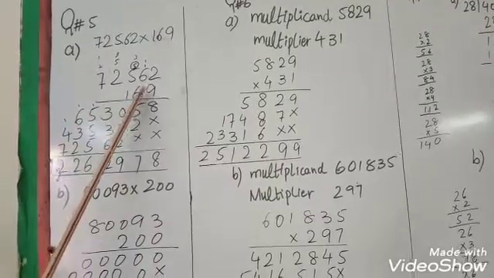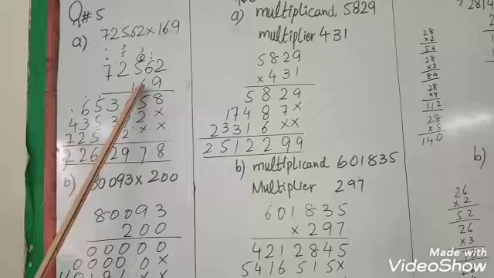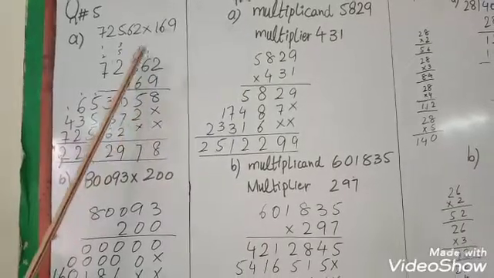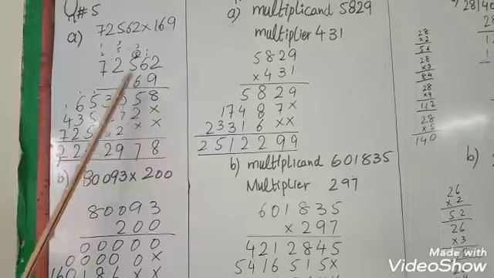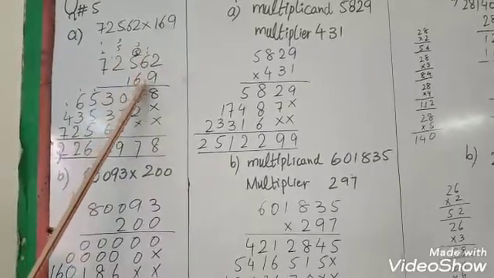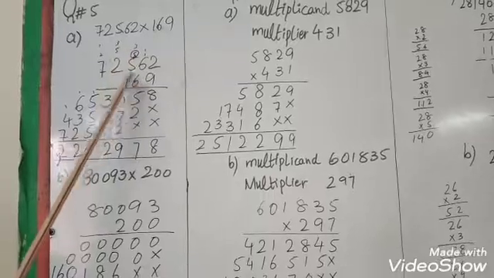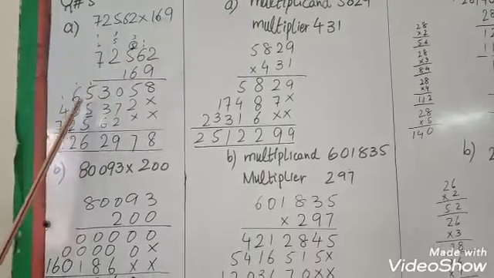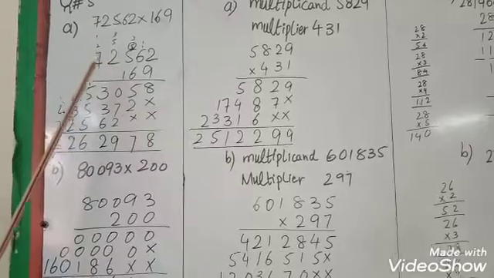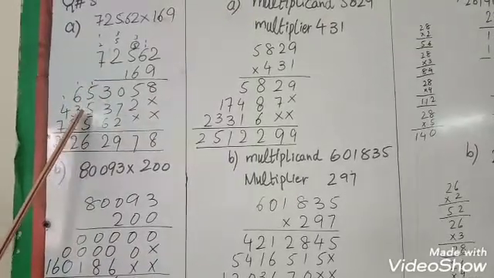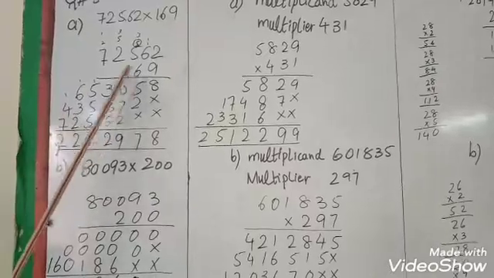Now we multiply the second number. First we write a cross or 0 here. 6 times 2 is 12, 2, 1 carry. 6 times 6 is 36 plus 1 is 37, 7, 3 carry. 6 times 5 is 30 plus 3 is 33, 3, 3 carry. 6 times 2 is 12 plus 3 is 15, 5, 1 carry. 6 times 2 is 12 plus 1 is 13, 3, 1 carry. 6 times 7 is 42 plus 1 is 43.